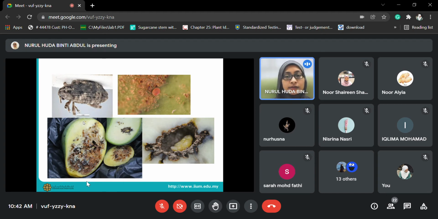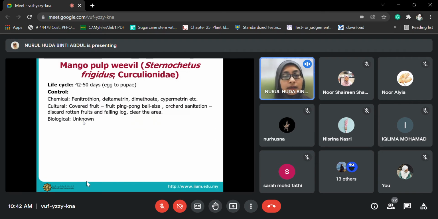Okay, usually they will lay eggs bila fruit tu masih lagi kecil sebab dia punya development of the larvae akan synchronously develop together with the fruits. So the life cycle is around 42 to 50 days from eggs to pupae.